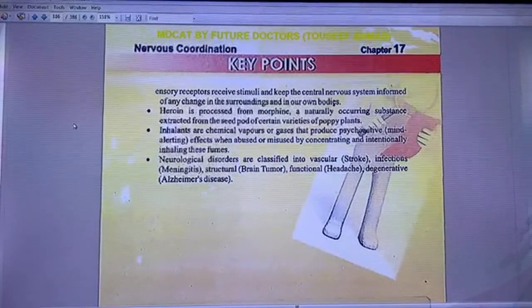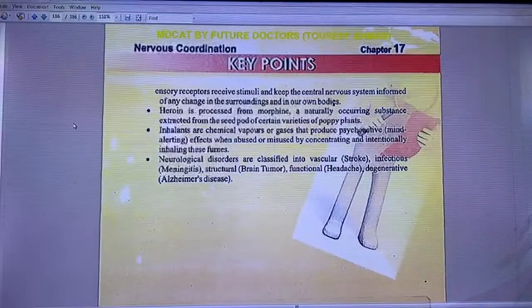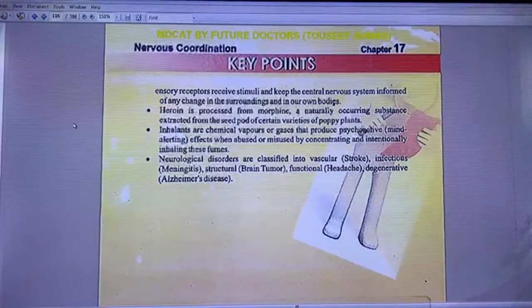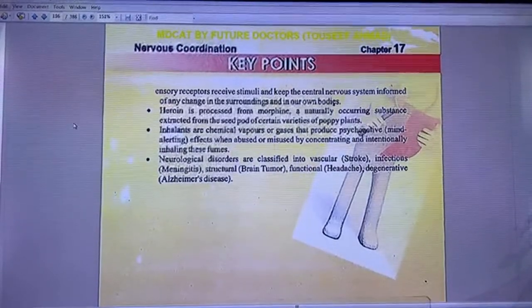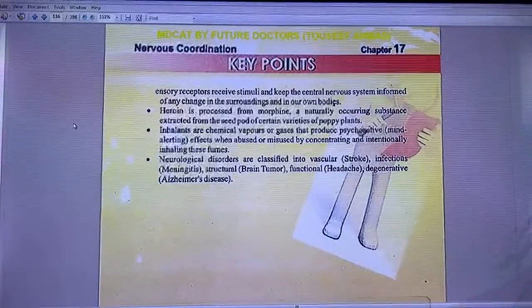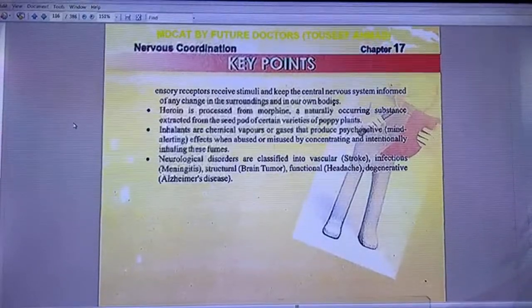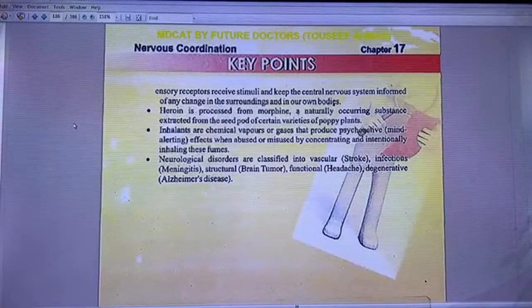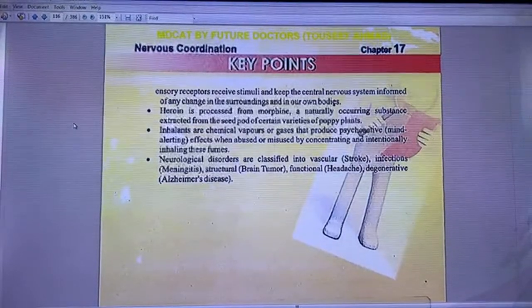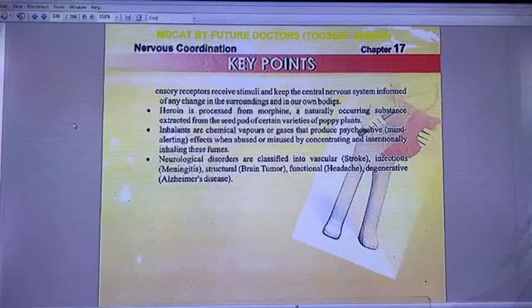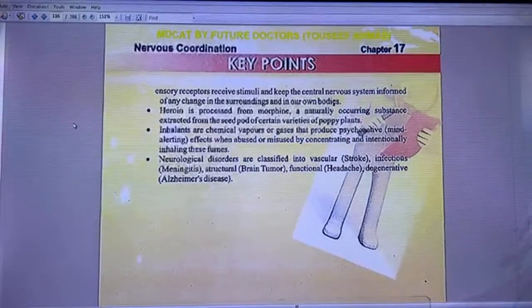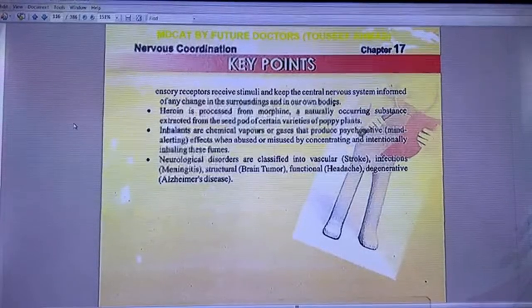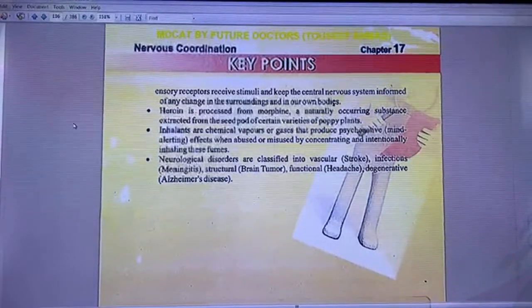Inhalants are chemical vapors or gases that produce psychoactive, mind-altering effects when abused or misused by concentrating and intentionally inhaling these fumes. Neurological disorders are classified into vascular, stroke; infection, meningitis; structural, brain tumor; functional, headache; and degenerative, Alzheimer's disease.